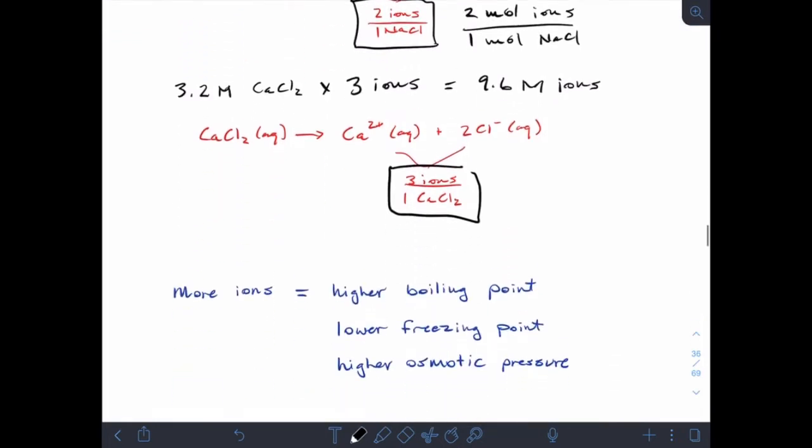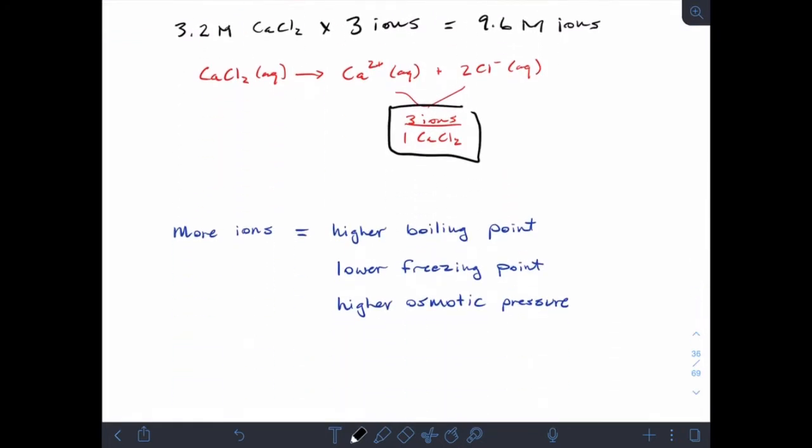So why do we care? Because more ions gives either a higher boiling point, a lower freezing point, or higher osmotic pressure. So if you're given a list of solutions, you need to be able to tell which one will give you what you're after. If it's asking for which gives a higher boiling point, or which gives the lower freezing point, or which gives the higher osmotic pressure.